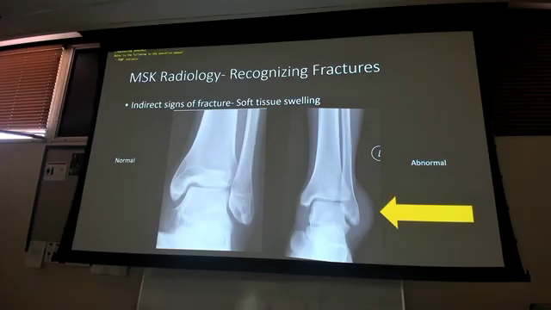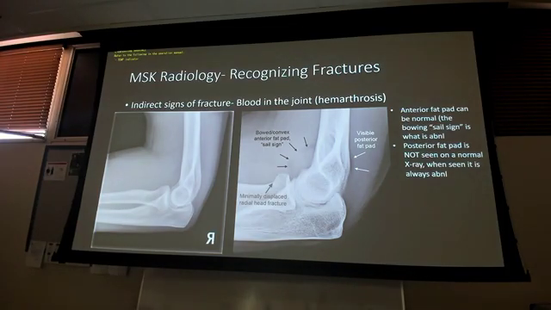All right. Blood in the joint, hemarthrosis, primarily in the elbow. Bear with me on this one, okay? Bear with me on this one. This is my normal, and there are two things on here. There's the anterior fat pad and the posterior fat pad. Let's focus just on the normal.